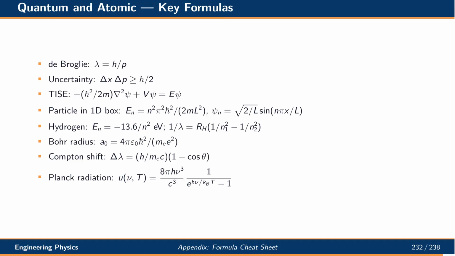This sheet collects quantum and atomic physics formulas. The de Broglie wavelength, Heisenberg uncertainty relation, time-independent Schrödinger equation, particle in a one-dimensional box energy and wave function, hydrogen energies and the Rydberg formula, Bohr radius, Compton shift, and Planck's radiation law are all included. Keep these at hand for quantum mechanics.